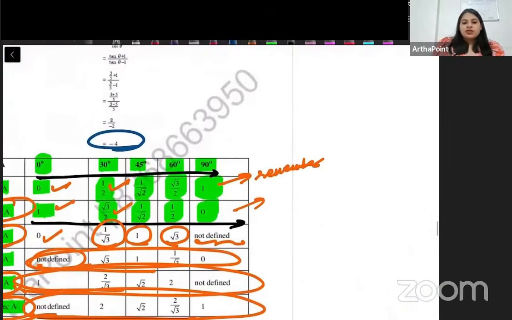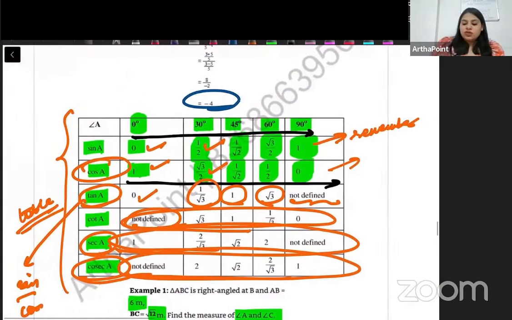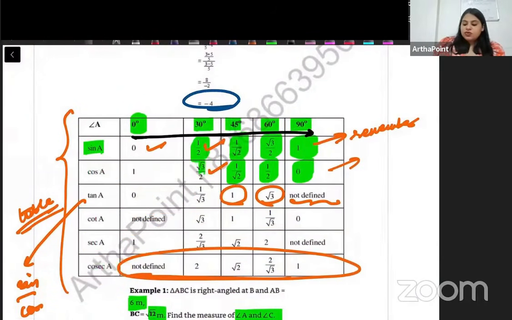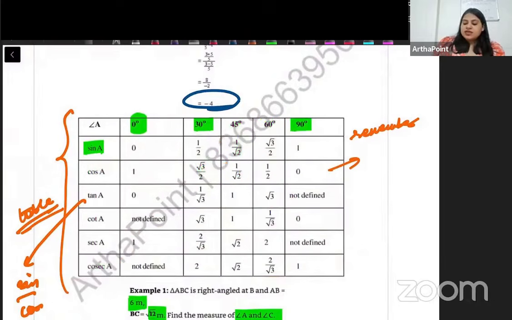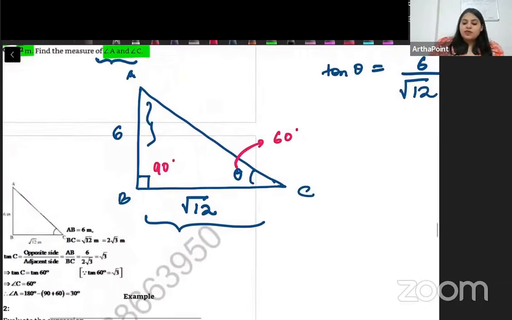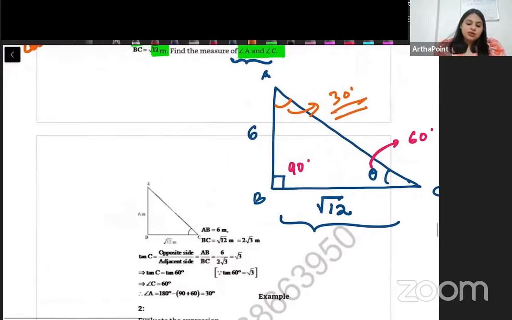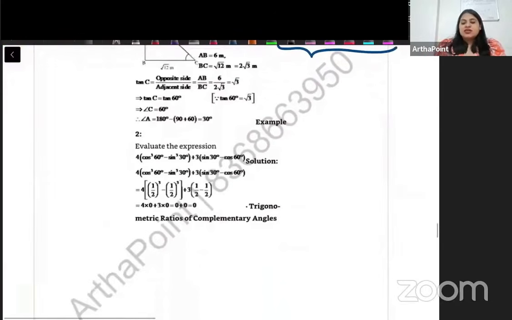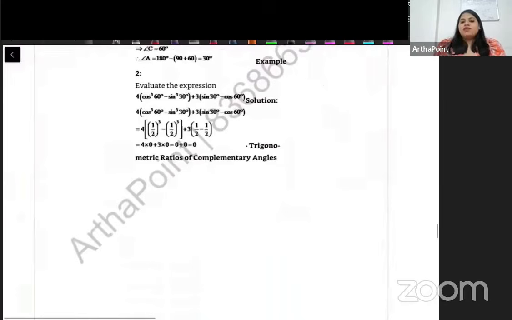If I go back to this table, when is tan root 3? Tan is root 3 at 60 degree. That means this angle will be 60 degree. This is 90 degree. So beta, what will be this angle? The sum has to be 180. So this will be 30 degree. That's the answer to this question. We have been able to find all that.